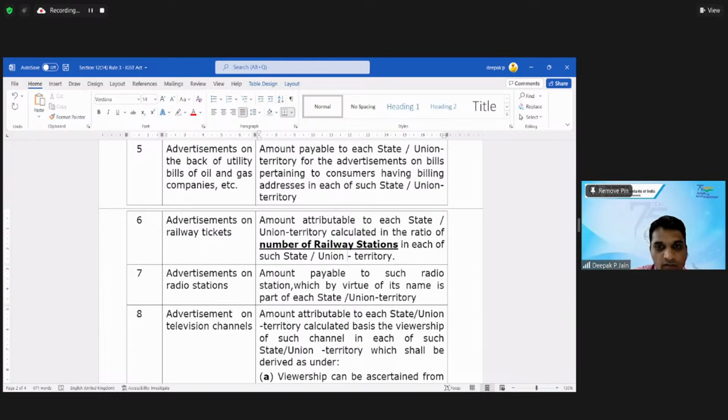ठीक है? Then advertisements on radio stations. On the radio stations, various radio stations are there. So for each state, how much you are paying, the amount payable to such radio station, which by virtue of its name is part of each state or union territory. Each station, where it is there by virtue of its name, is part of each state, because each state will have its radio station. Now when you cross the border also you can hear it, but the radio station belongs to that state primarily. Correct?